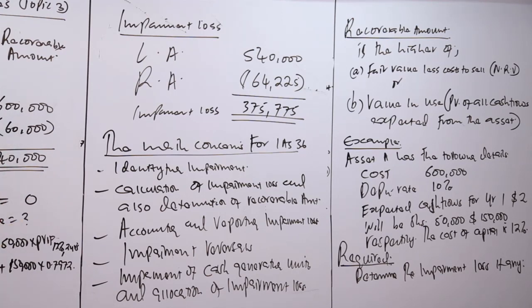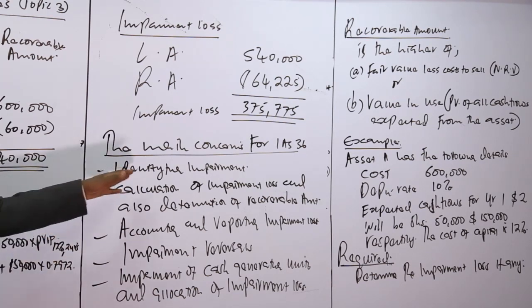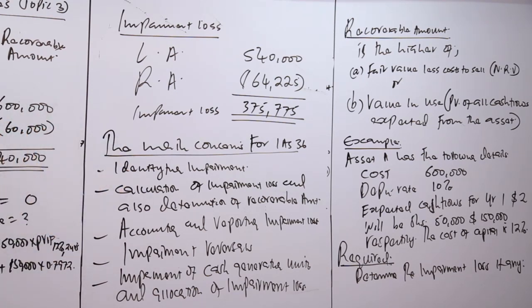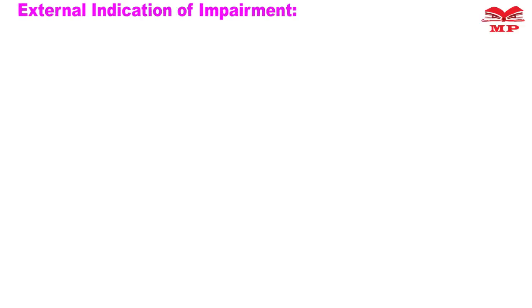Now let's start with the other items, like calculation of impairment loss, that's no problem. Let's start with identifying impairment losses. Now, there are various ways of identifying impairment loss. We have internal and external factors to consider that this asset or this business has suffered impairment. So we have external and internal indicators. Let's look at the external indications of impairment loss.